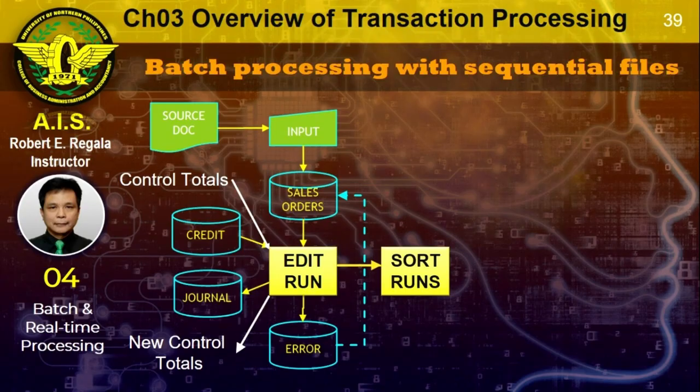Before updating the sequential master file, the transaction file must be sorted and placed in the same sequence as the master file. Let's say the accounts receivable update comes first and the inventory comes next. The sales order file must first be sorted by account number. Execute the update run to update the accounts receivable master file, and then sort by inventory number. Execute the update run to update the inventory master file.